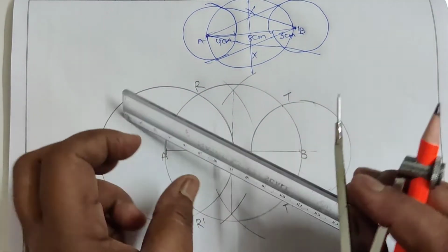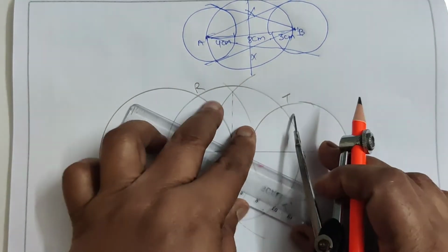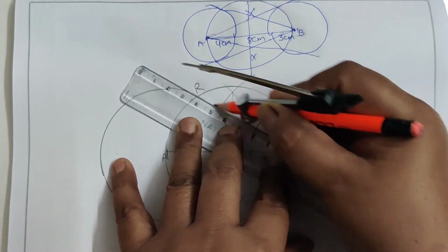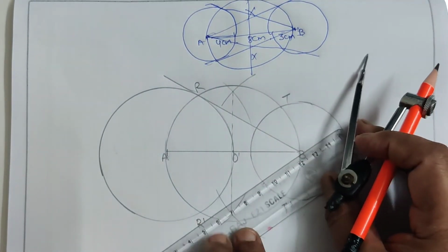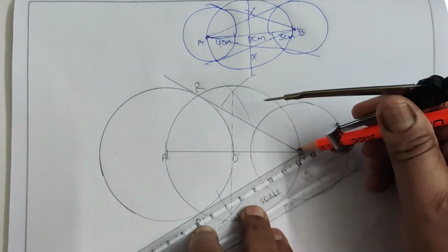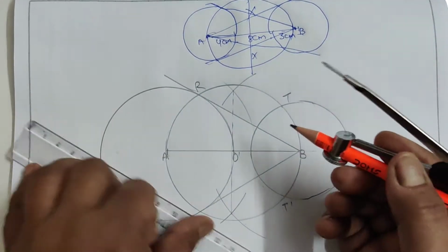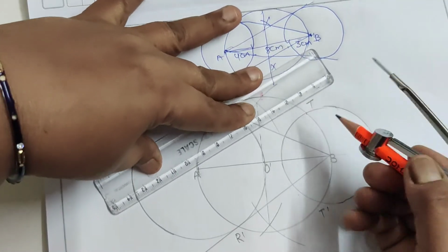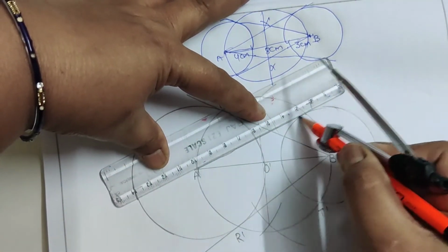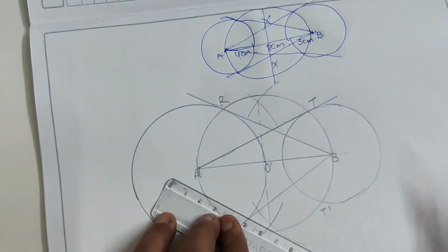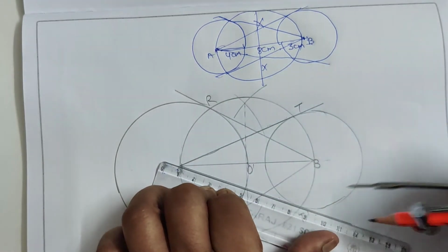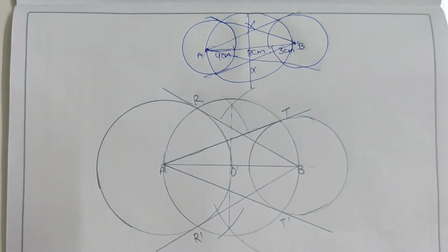Now from B, draw tangents BR and BR dash. These are the tangents from B. And from A, AT and AT dash are two tangents. This is the figure.